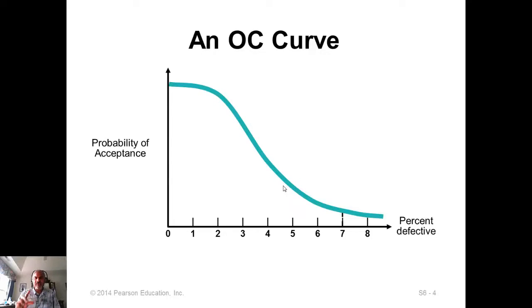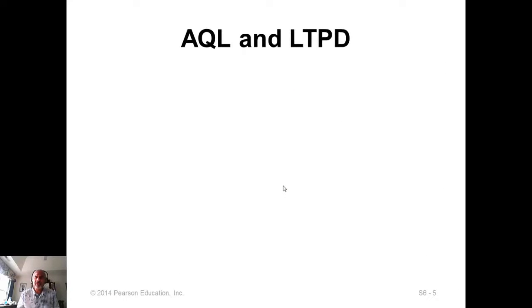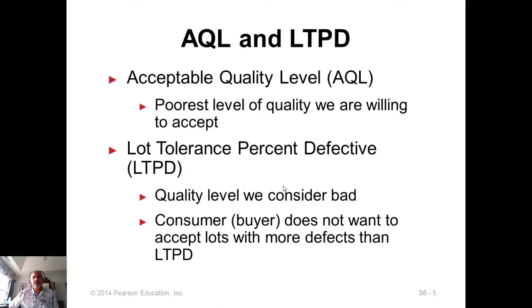But once you have an OC curve, then you can think of how to apply it. There are two numbers that are critical here. One is called AQL, acceptable quality level, and this is the poorest level of quality which is still acceptable. Of course, you want 0% defectives in the lot.